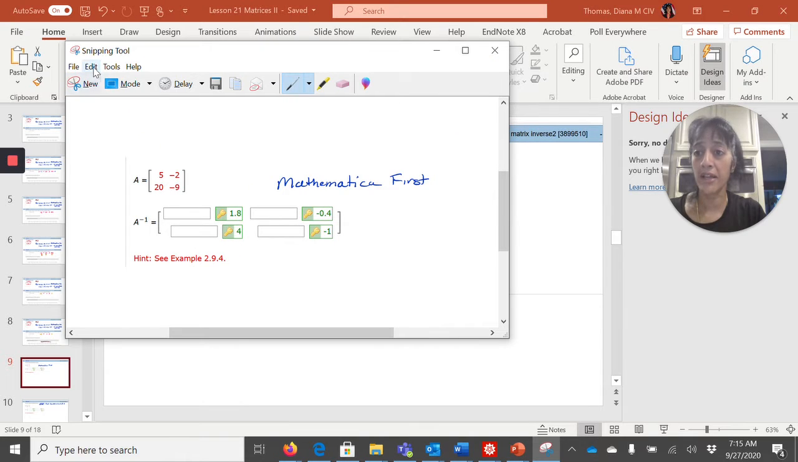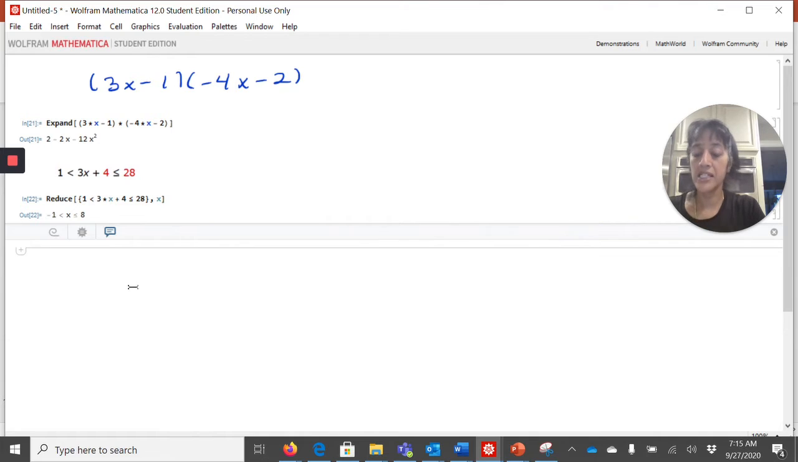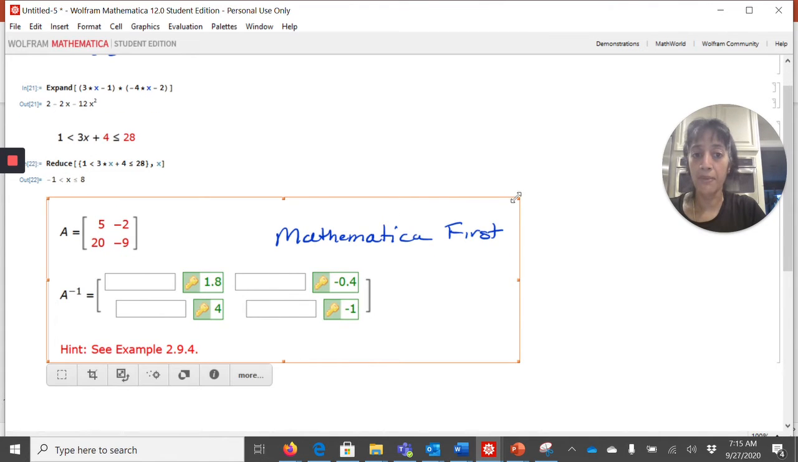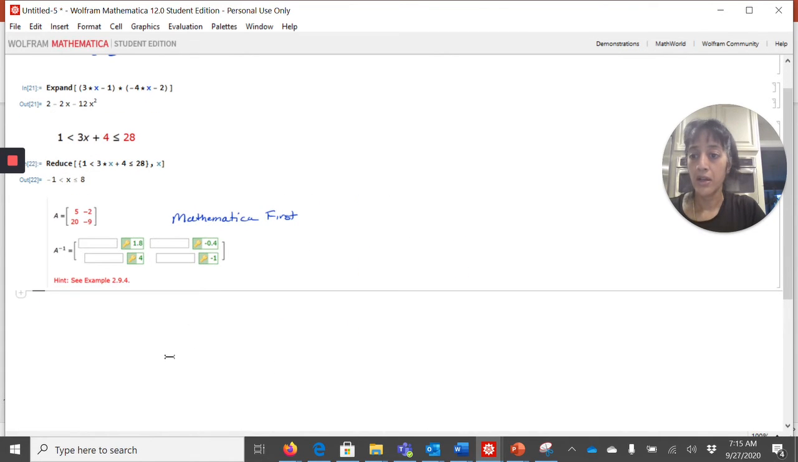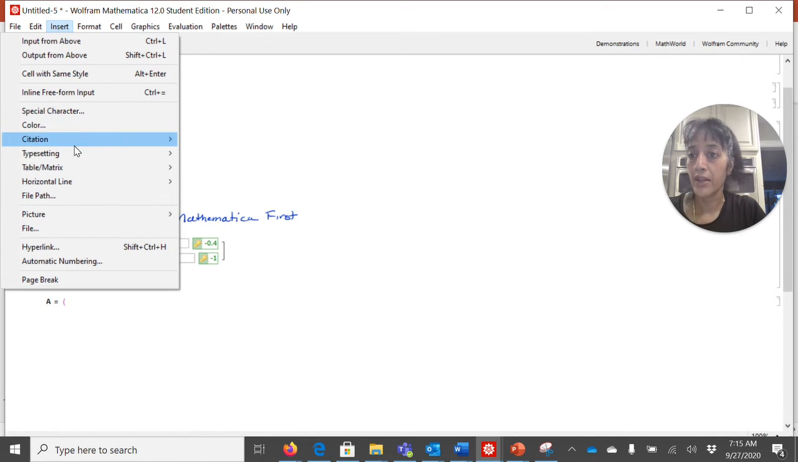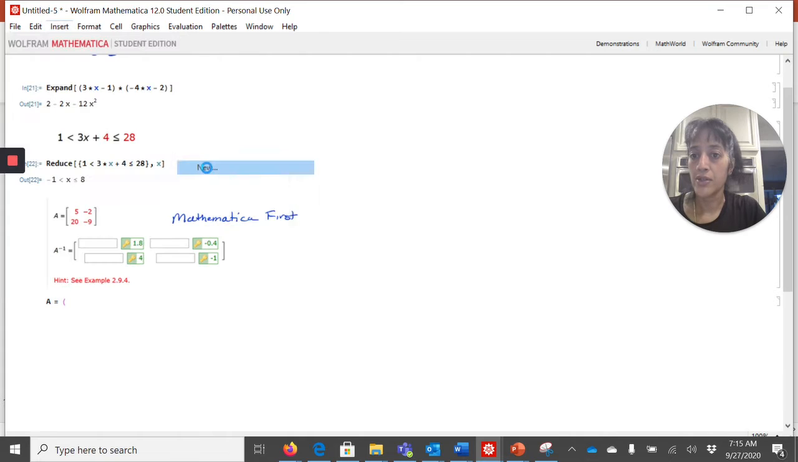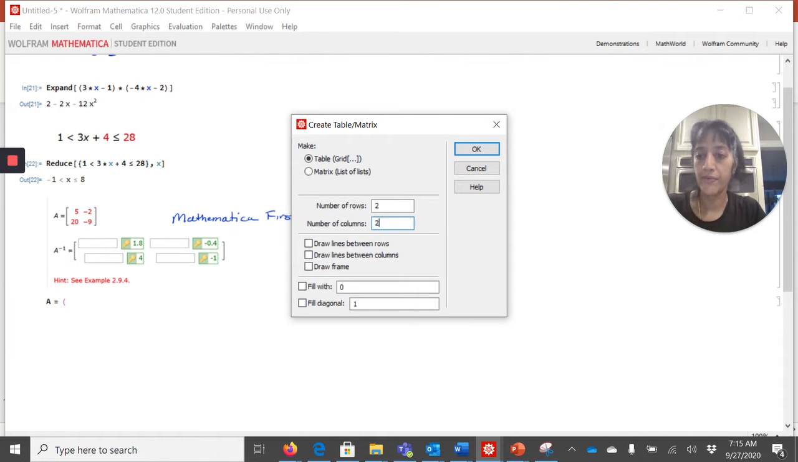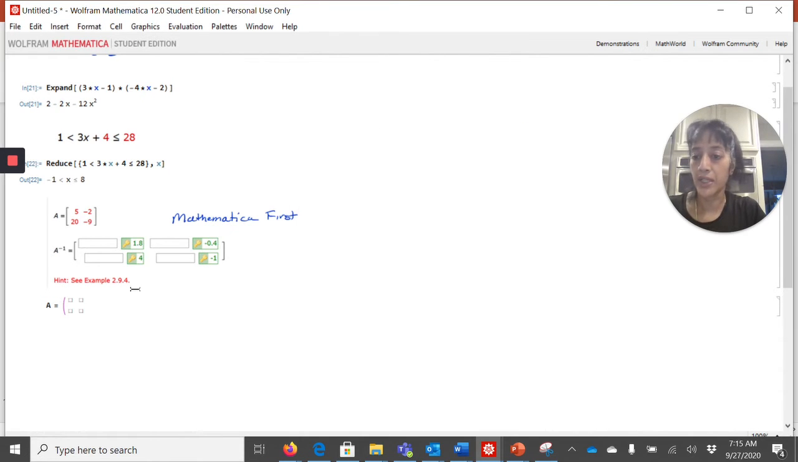So let's look at this on Mathematica first. How do we do this? Well, it's easy peasy. So here's my problem. I just click down here and it gives me a new line. So I'm first going to enter my matrix. A is equal to, and put in, insert, table matrix, new, and it's a 2 by 2. So I'm going to have to put it in that way.